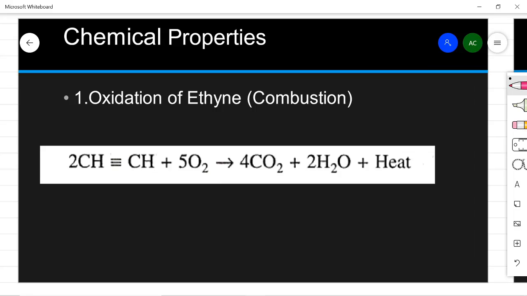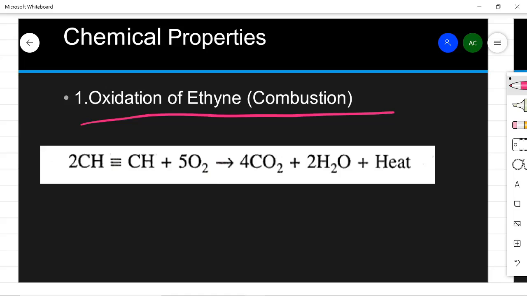First we will see the oxidation of ethyne, that is, the combustion reaction. As I told you in the last video also, combustion reactions are really important, so you have to learn all the combustion reactions. But before studying this combustion reaction, I would tell you that ethyne has a greater proportion of carbon content than alkanes and alkenes, and that is why it does not oxidize completely and burns with a sooty flame. To understand this, I'm giving you one example.